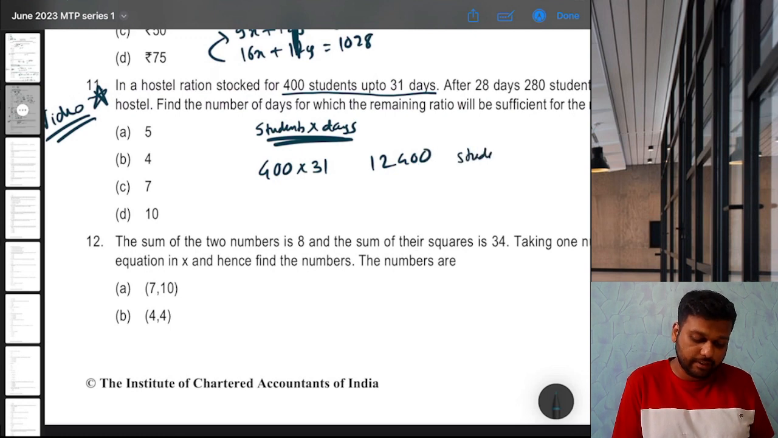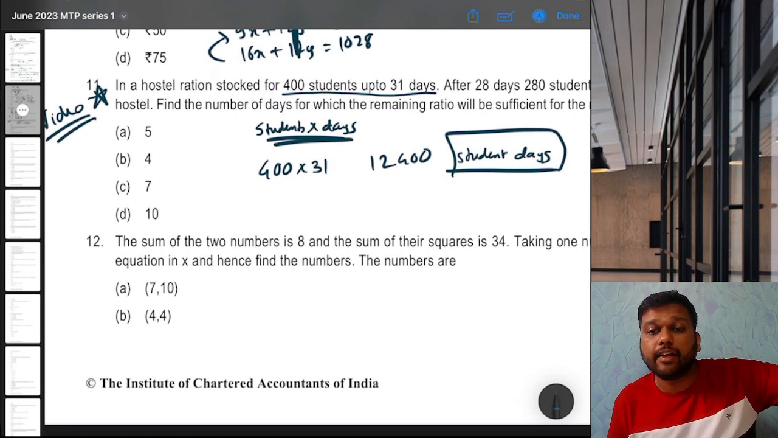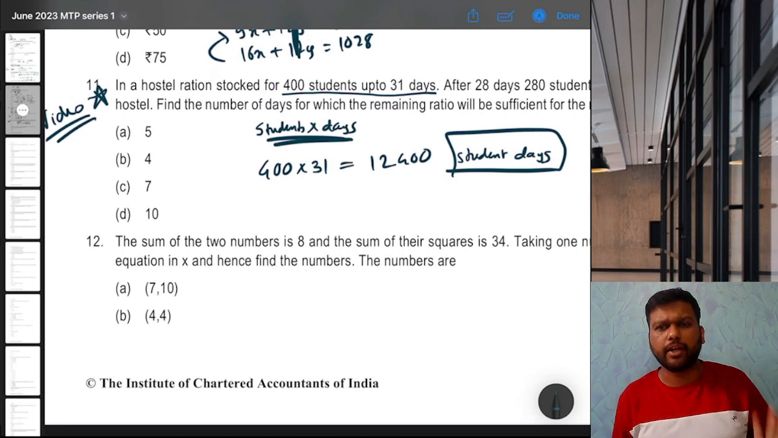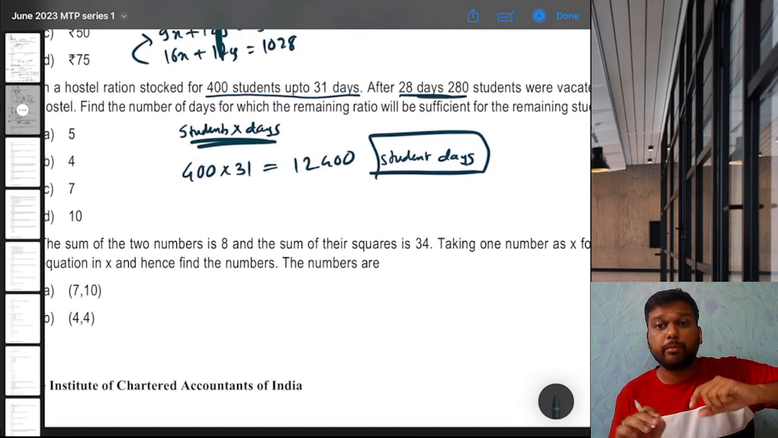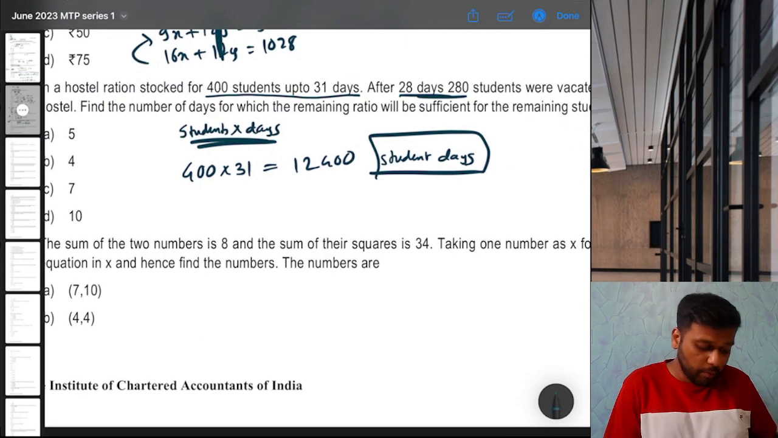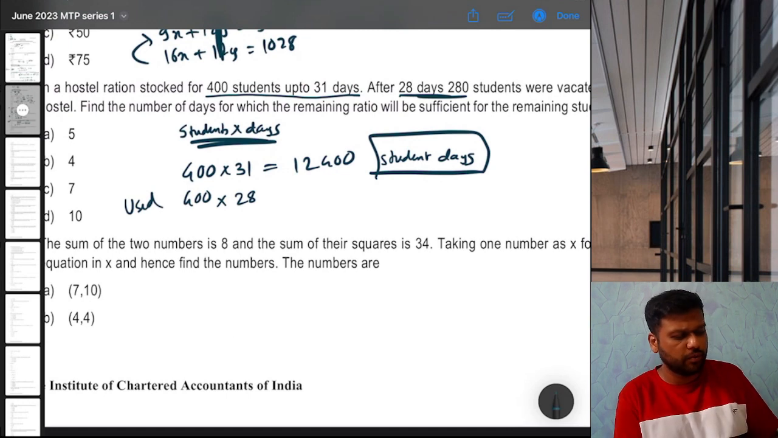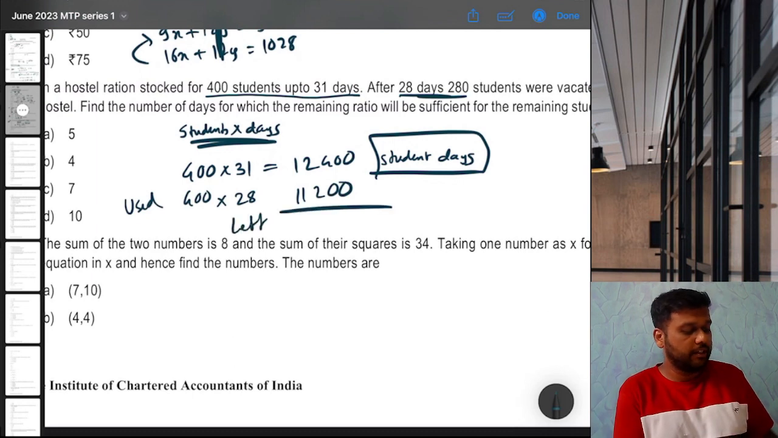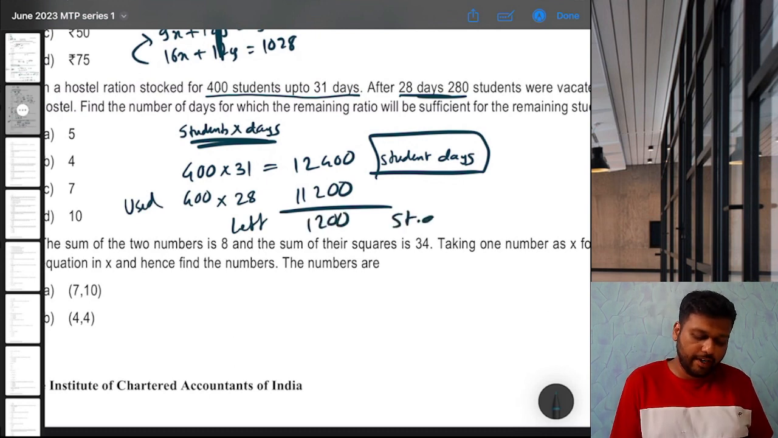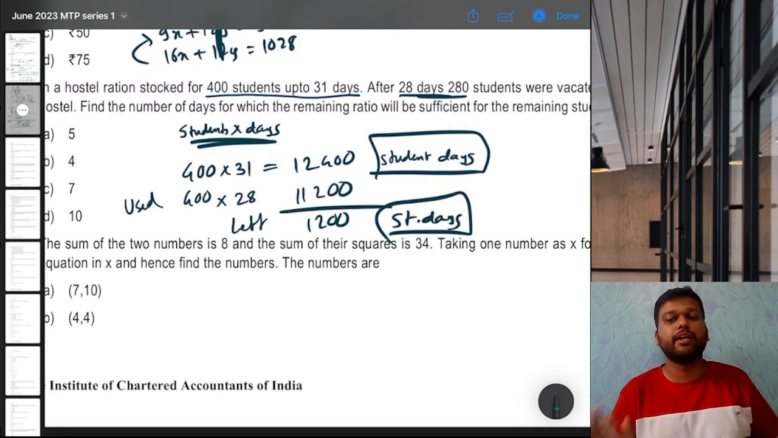12,400 student days. Let's call it student days. You will see this concept in detail in CA Inter costing. For 28 days, everyone was there, 400 students. So how much is used? 400 into 28, 11,200 student days is used. So how much is left? 12,400 minus 11,200, that is 1,200 student days left.